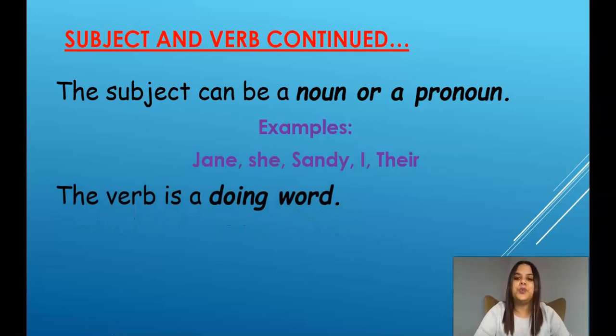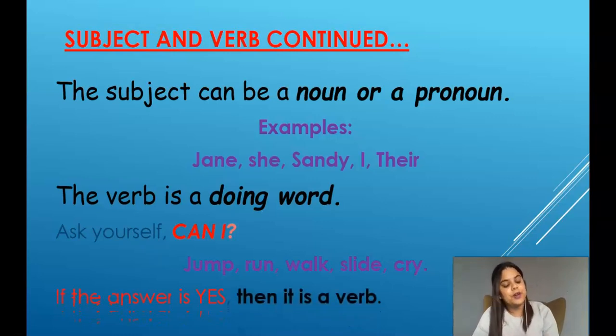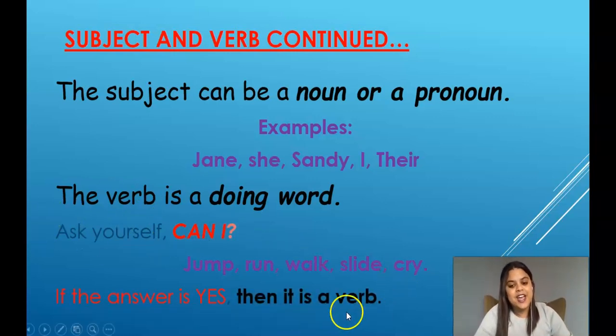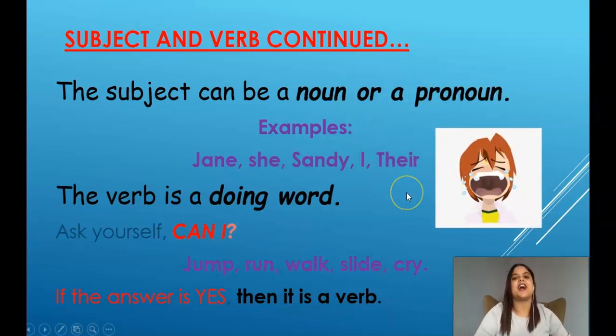The verb is a doing word, so therefore it is an action, something that is being done. And you ask yourself, can I jump? Can I run? Can I walk? Can I Jane? No. So therefore it can't be a verb. If the answer is no, then it's not a verb. So there we go. If the answer is yes, then it is a verb. Can I cry? Yes, I can cry. So therefore cry would be a verb.